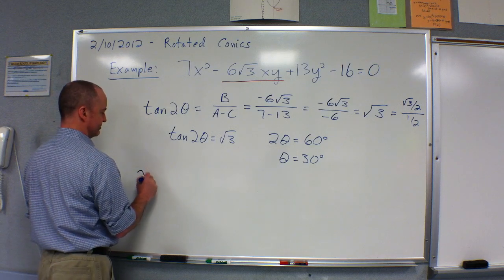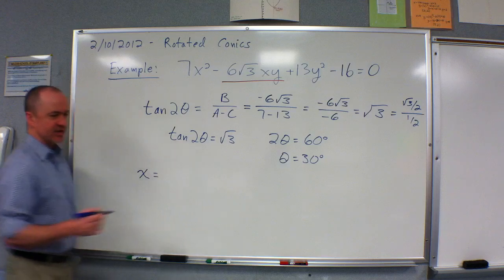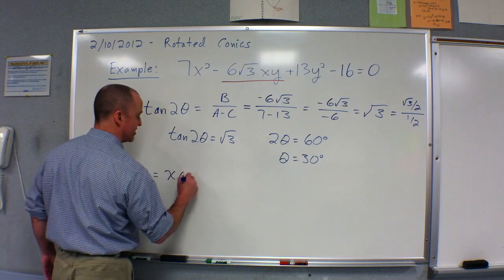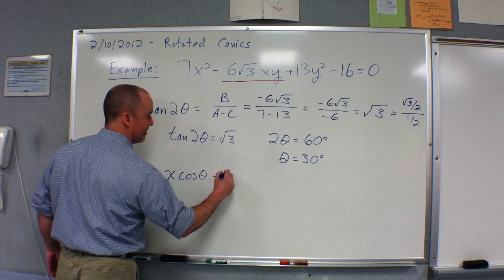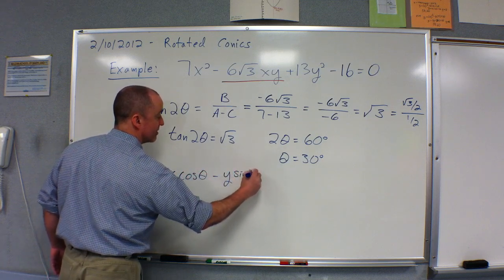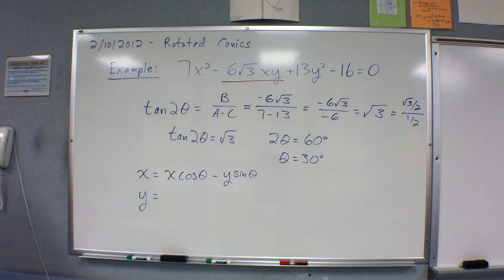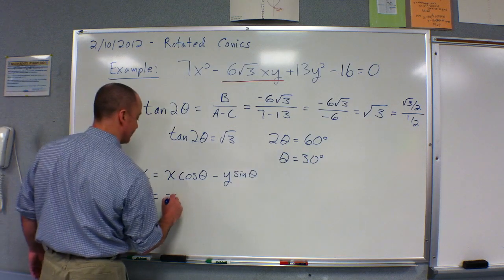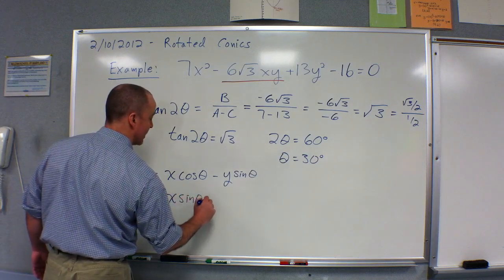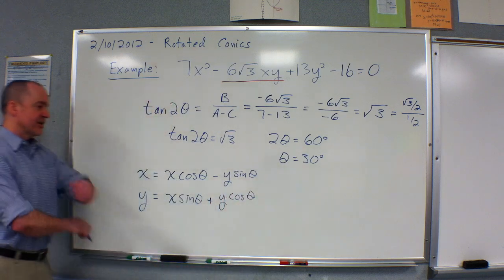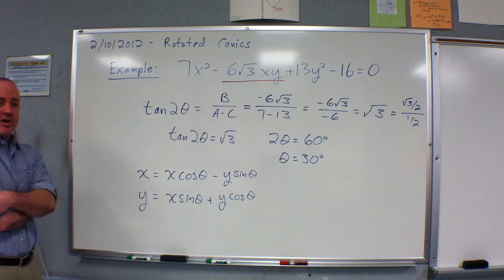I'm going to lose the prime notation, which will still be in the books. And I'm just going to tell you, for purposes of me being able to grade your work somewhat neatly, just take the x's and replace them with x cosine theta minus y sine theta. Take the y's and replace them with x sine theta plus y cosine theta. You're going to have to know this for the test. You have to have these memorized.